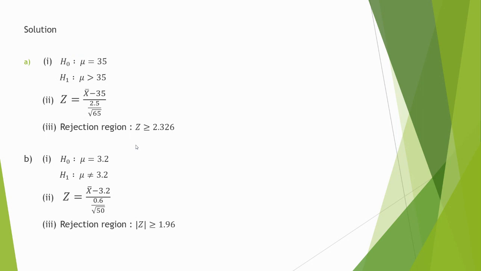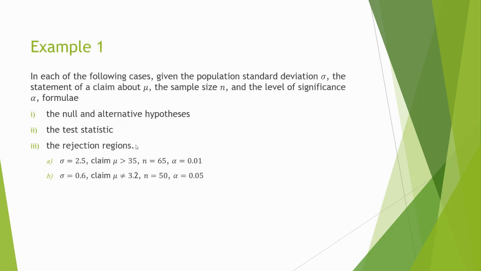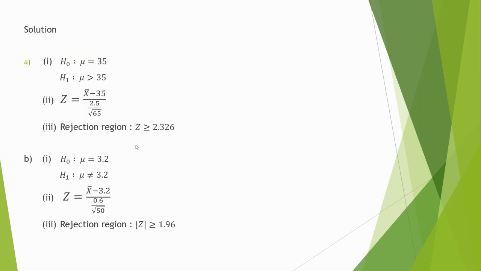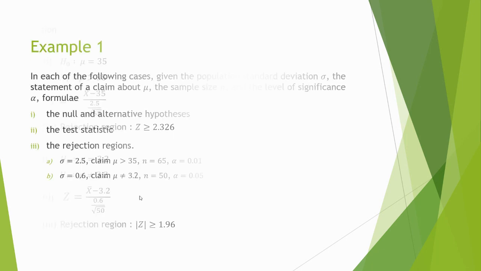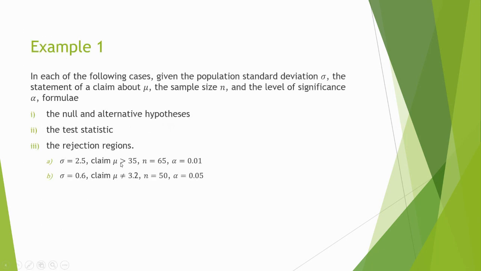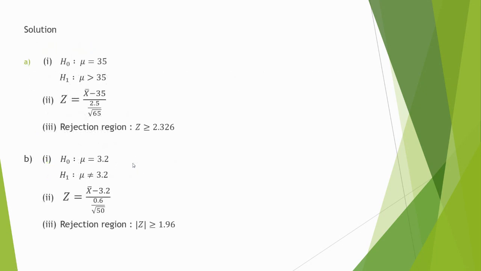All right, so the first one is our claim, right? The first one, claim mu greater than 3.5. So that one is our H1. Then our H naught will be with the equal sign, mu equals 3.5. So H naught is our null hypothesis, H1 is our alternative hypothesis.